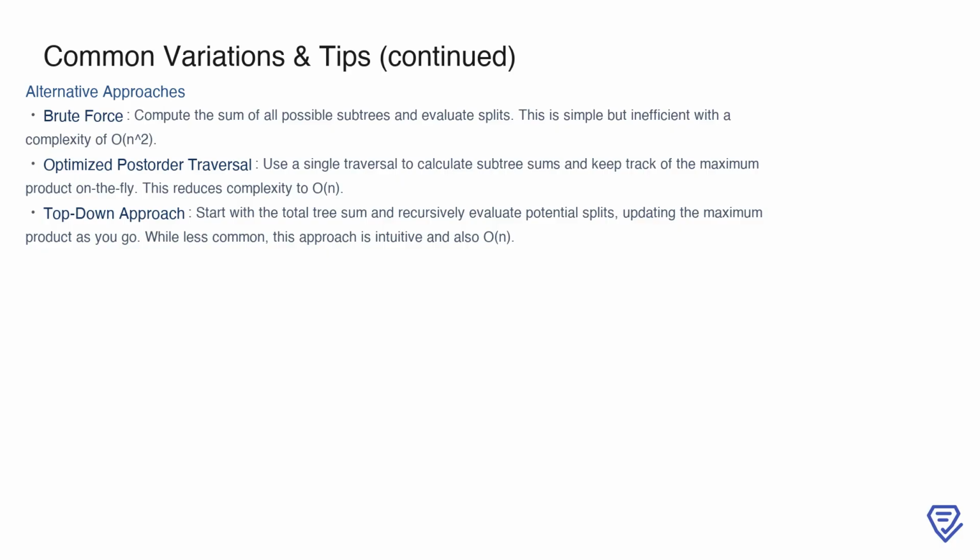Another less common but intuitive approach is the top-down method. Here, you start with the total tree sum and recursively evaluate potential splits, updating the maximum product during each step. This method also achieves n time complexity and offers a different perspective on solving the problem. Both optimized approaches are highly effective, but understanding their nuances can help you choose the best fit depending on the context.